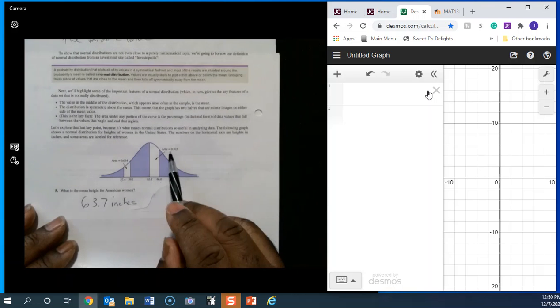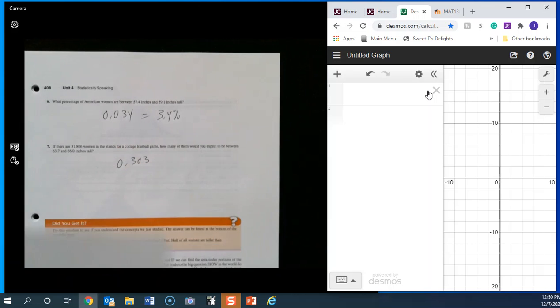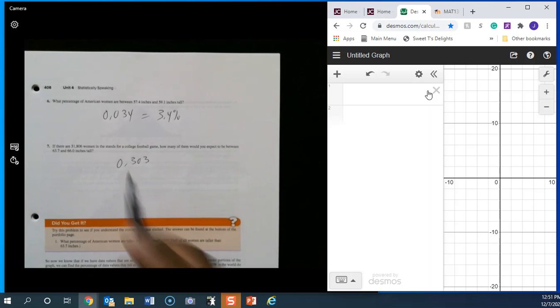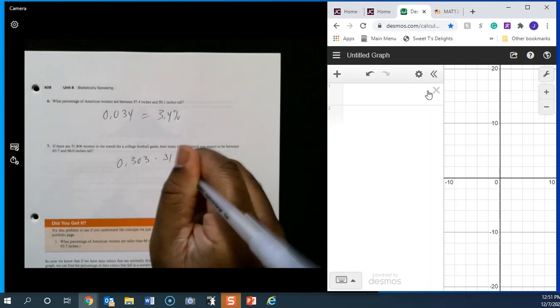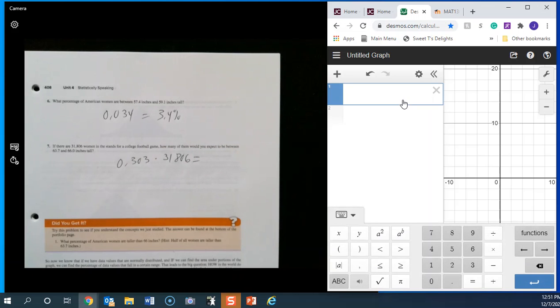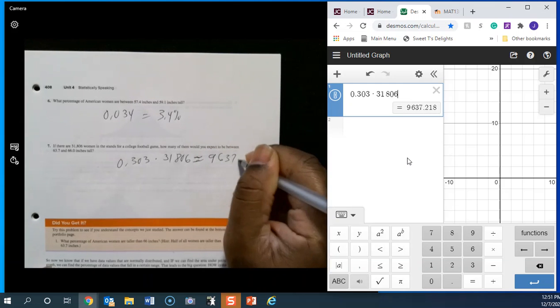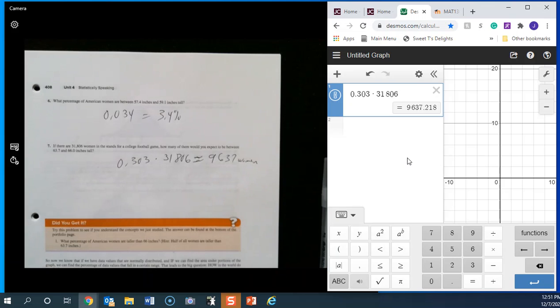63.7 and 66 inches. So we have 0.303. So we'll take that value. So it says how many would we expect? So we would take this value and multiply by the 31,806 women. So we'll multiply this. Let me see, 31,806. So this would give us approximately 9,637 women if we round.